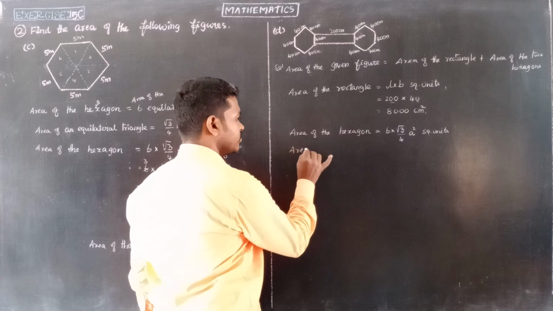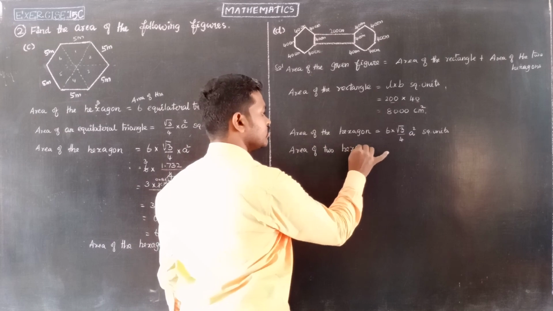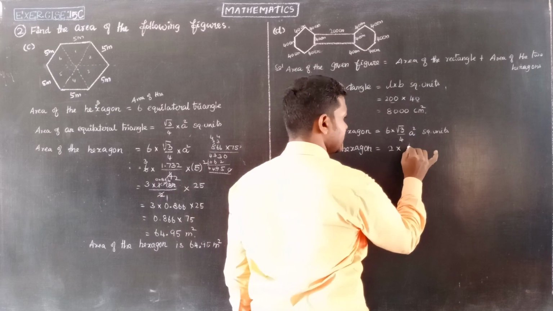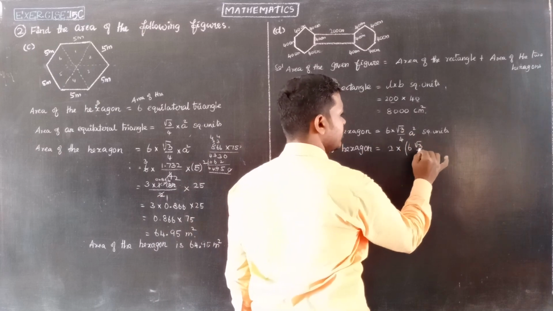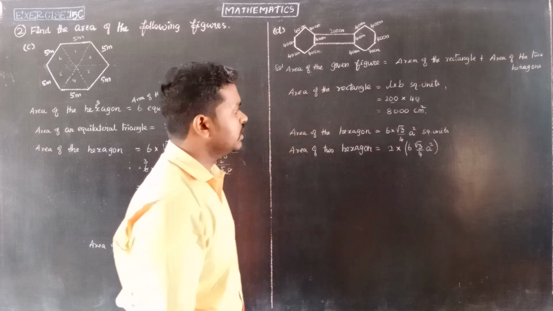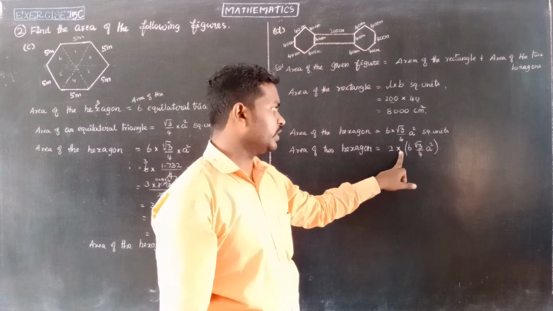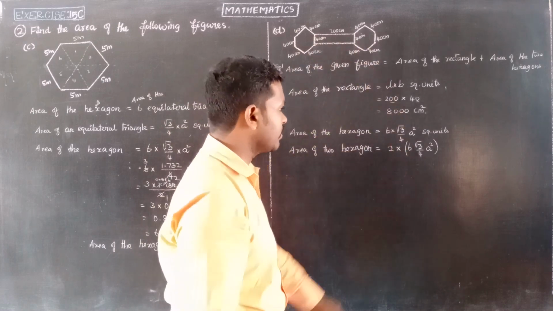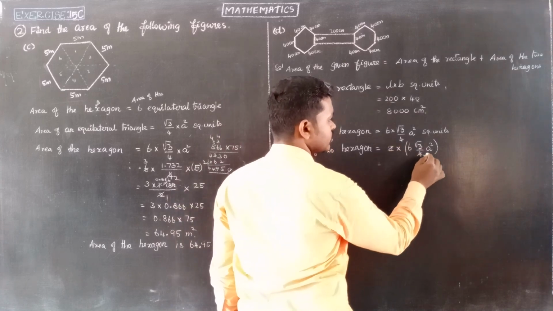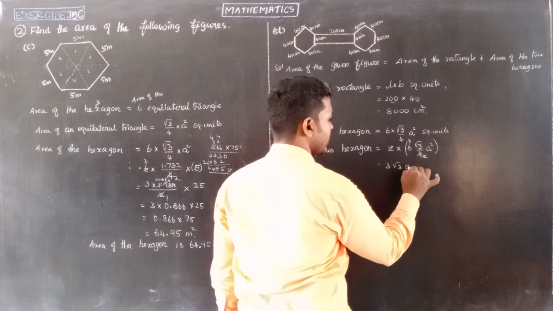So area of two hexagons is equal to 2 into 6 root 3 by 4 a square. One hexagon has area 6 into root 3 by 4 a square, and there are two hexagons with the same measurement, so multiply by 2. So 2 1s are 2, 2 2s are 4, 1 2 is 2, 3 2s are 6. So 3 into root 3 a square is the answer.